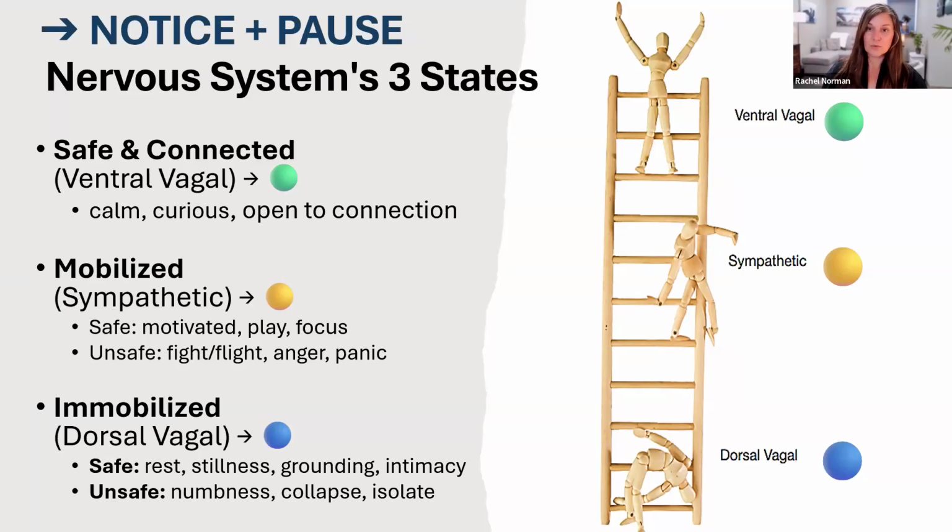Immobilized is down on the bottom rung, which is the dorsal vagal or shut down. That could look like rest and stillness, grounding and intimacy if we're feeling safe and comfortable, and it could also look like numbness or collapse or isolating. So looking at the whole of these different states of the nervous system, just think about your own life and whether you relate to being in these different states and how that might apply to you.